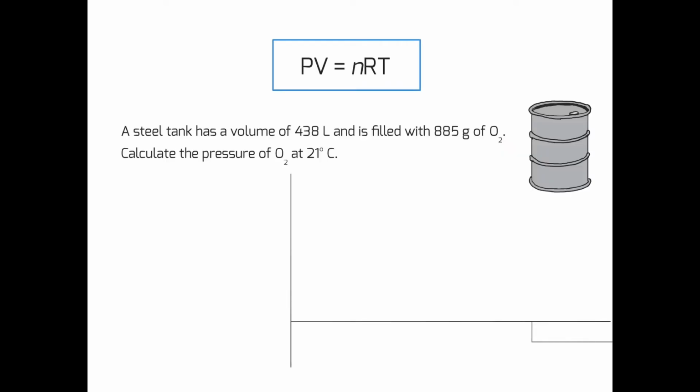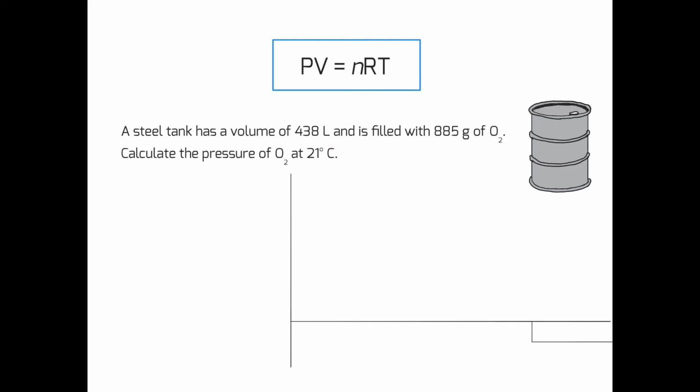So let's go ahead and look at a sample problem for ideal gas law. So we're going to be using our PV equals nRT equation here. And this problem says a steel tank has a volume of 438 liters and is filled with 885 grams of O2. Calculate the pressure of O2 at 21 degrees Celsius.